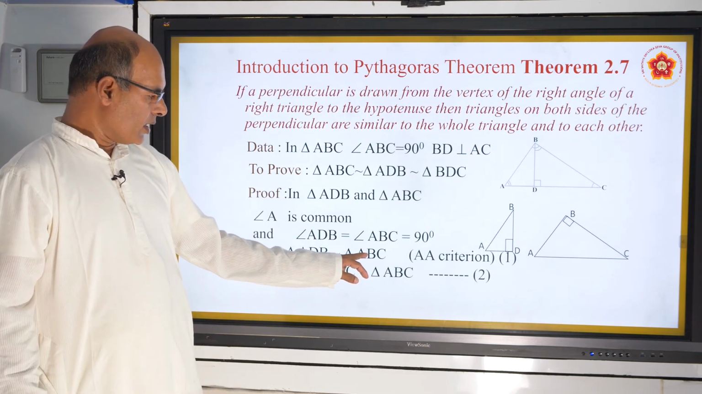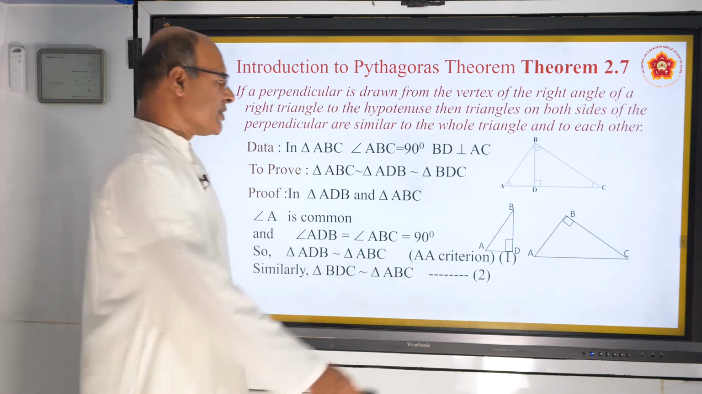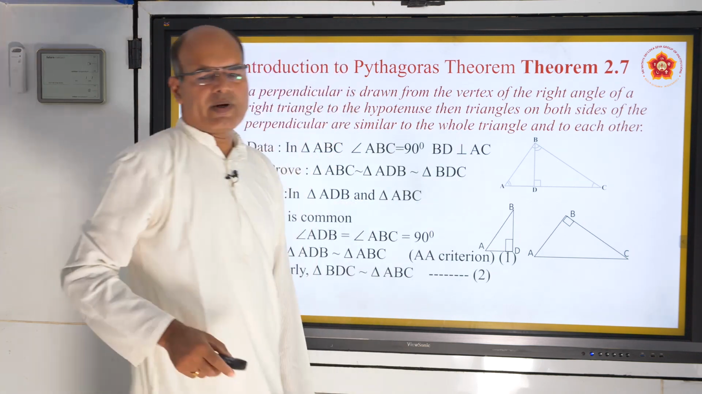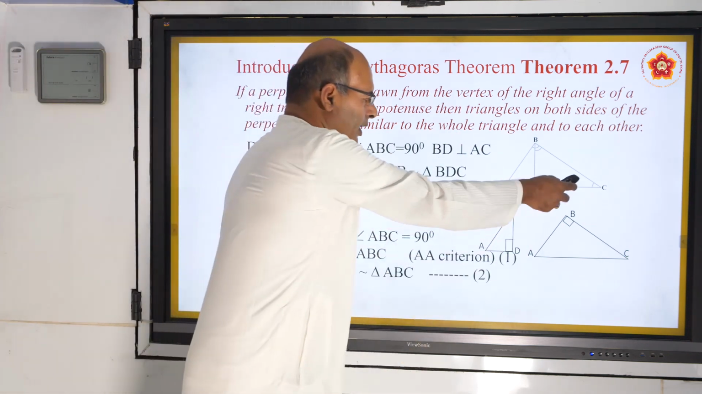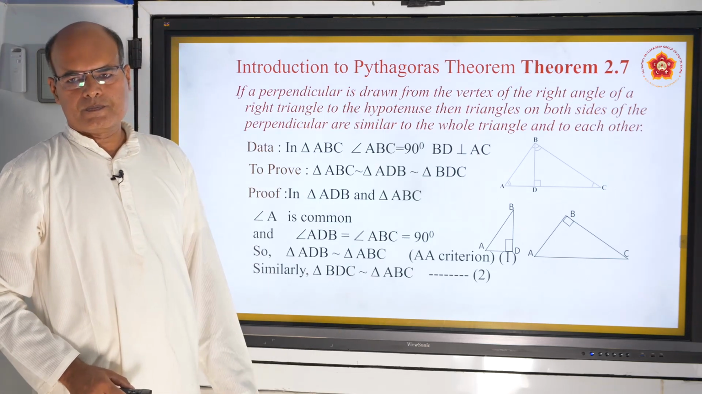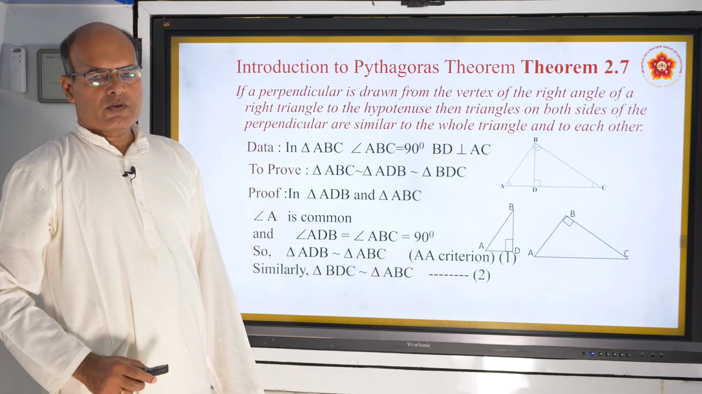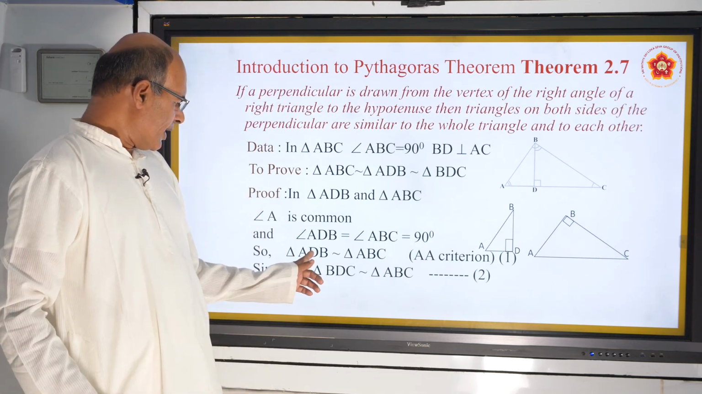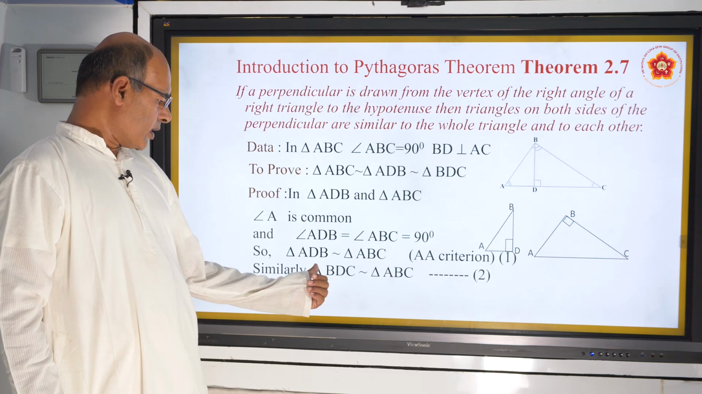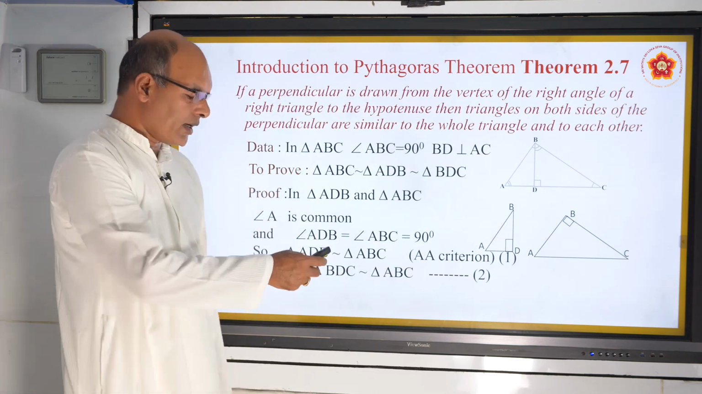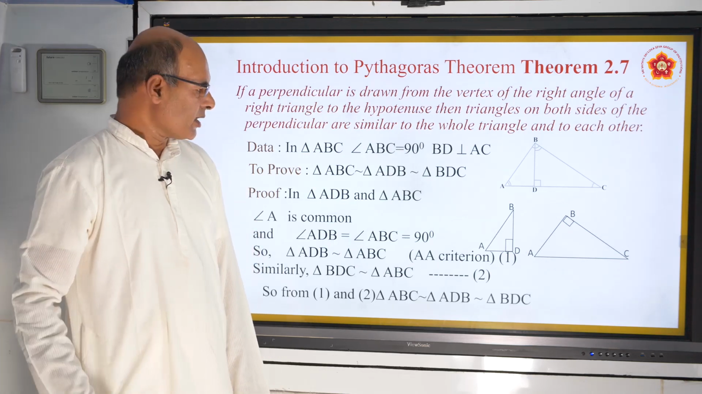Triangle ADB is similar to triangle ABC. In the same manner, if we consider triangle BDC and triangle ABC, we have a pair of right angles. We have angle C as common. Therefore, they are also similar. So again, things which are equal to the same thing are equal. Therefore, triangle ADB is similar to triangle ABC, and triangle BDC is also similar to triangle ABC. Therefore, all these triangles are similar.